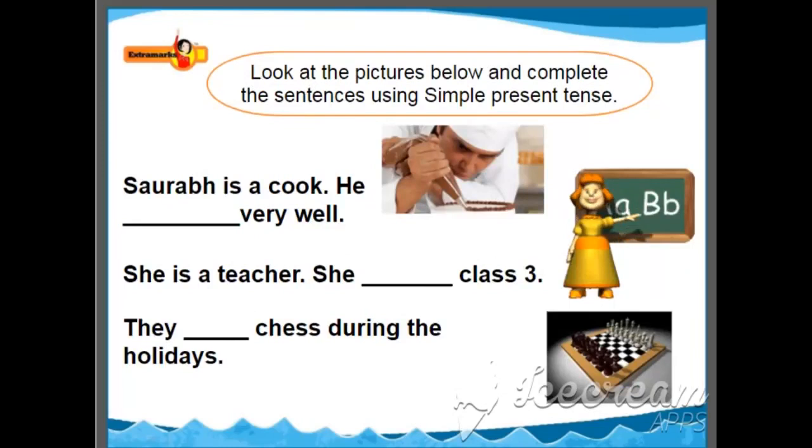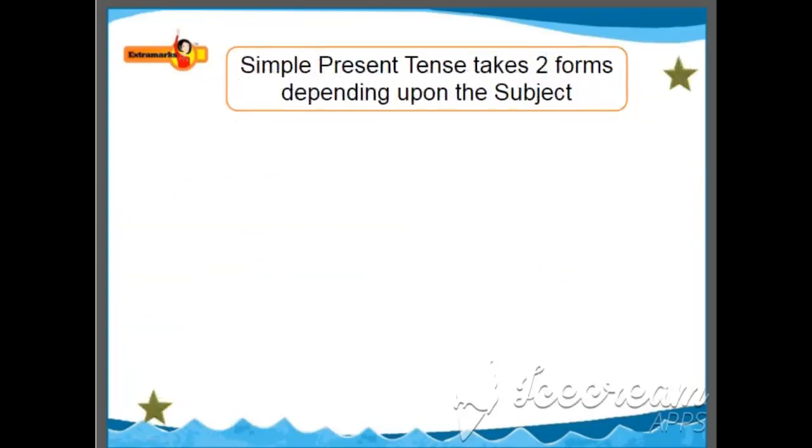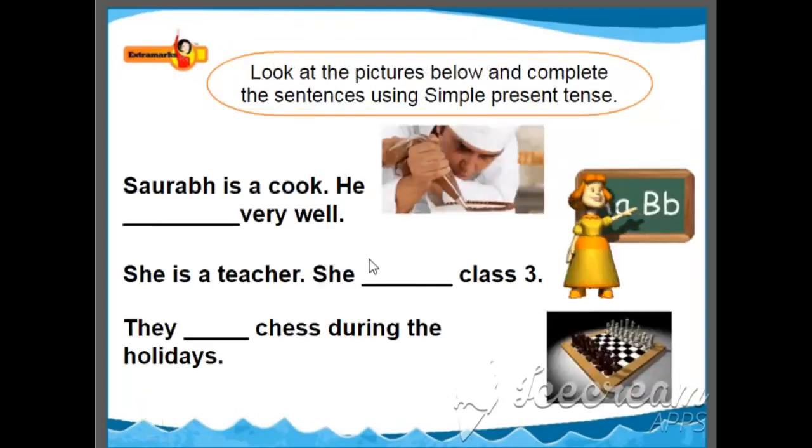Look at the pictures below and complete the sentences using simple present tense. Now click in order to see the answers. Simple present tense takes two forms depending upon the subject. Look at the pictures below and complete the sentences using simple present tense.